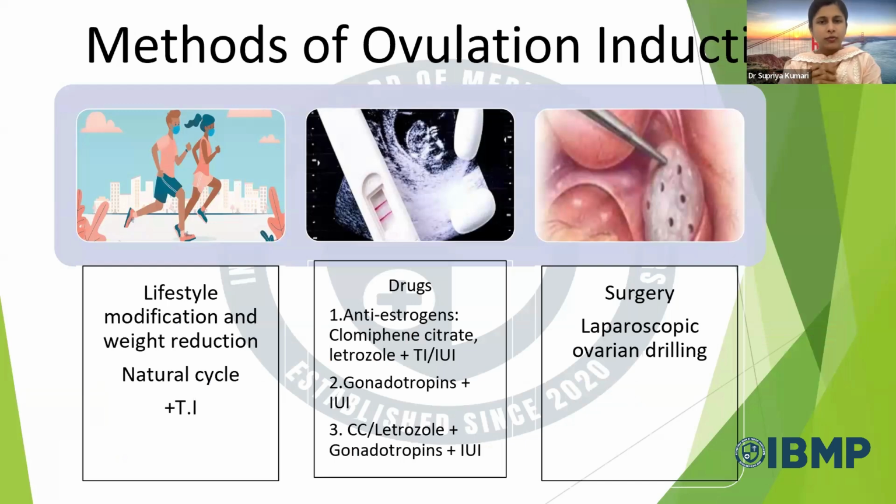So these are the different methods of ovulation induction. The first method, which usually works in PCO women, is lifestyle modification and weight reduction. They can go for natural cycle and timed intercourse. Some drugs also help, like anti-estrogens such as letrozole and clomiphene, or gonadotrophins like FSH injection or HMG injections, or CC or letrozole plus gonadotrophins can also be used. And in the worst cases, we may consider laparoscopic ovarian drilling, right?